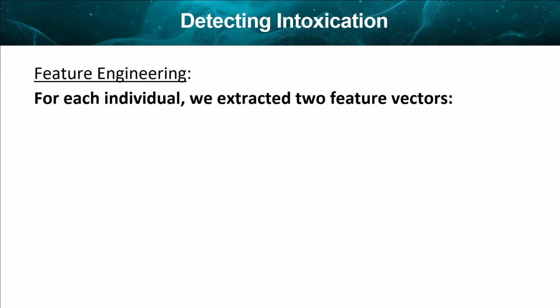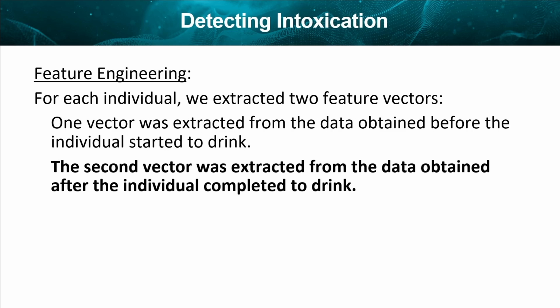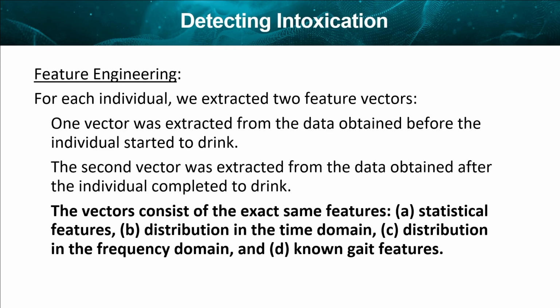Now, for each individual, we extracted 2 feature vectors. One vector was extracted from the data obtained before the individual started to drink. The second vector was extracted from the data obtained after the individual completed drinking. And the vectors consist of the exact same features, which are the statistical features, distribution in the time domain, distribution in the frequency domain, and known gait features.